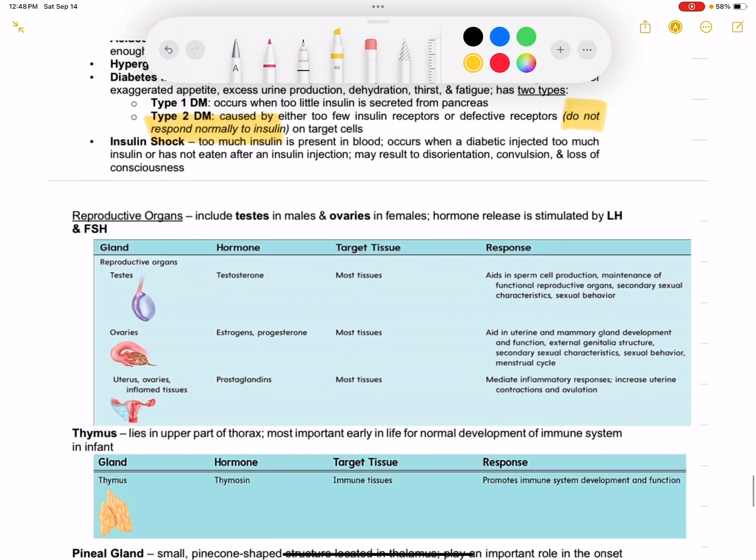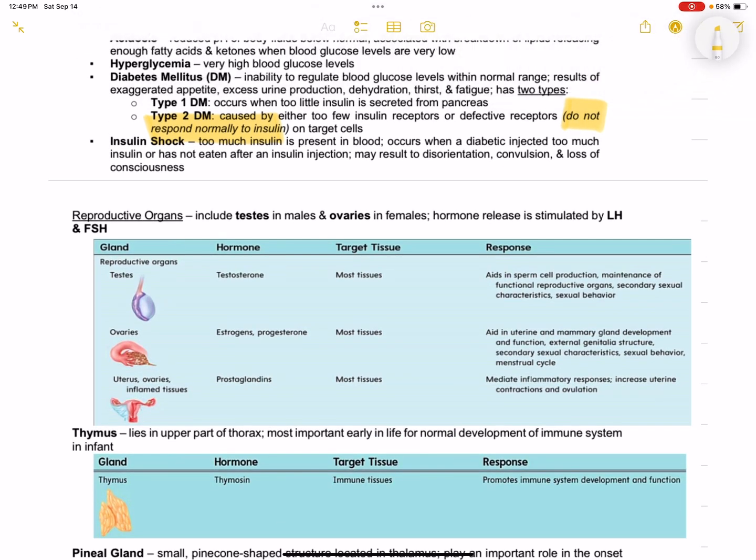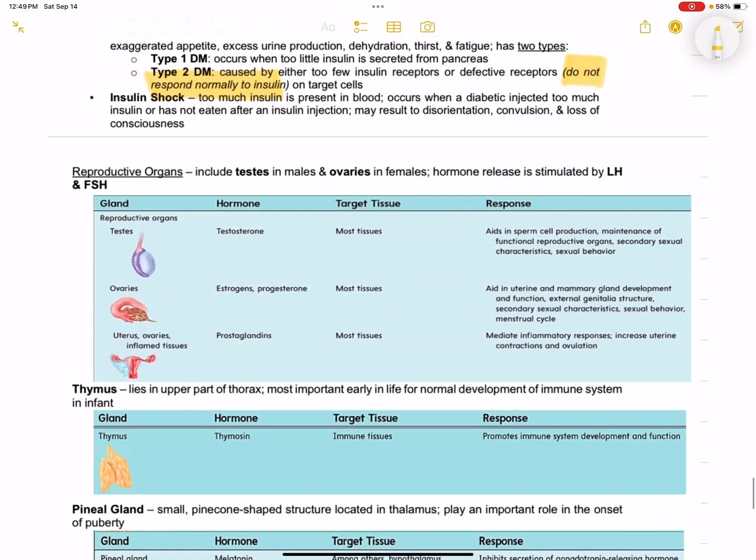Okay. So, reproductive organs include testes in males and ovaries in females. So, hormone releasing is stimulated by the luteinizing hormone and the follicle stimulating hormone.